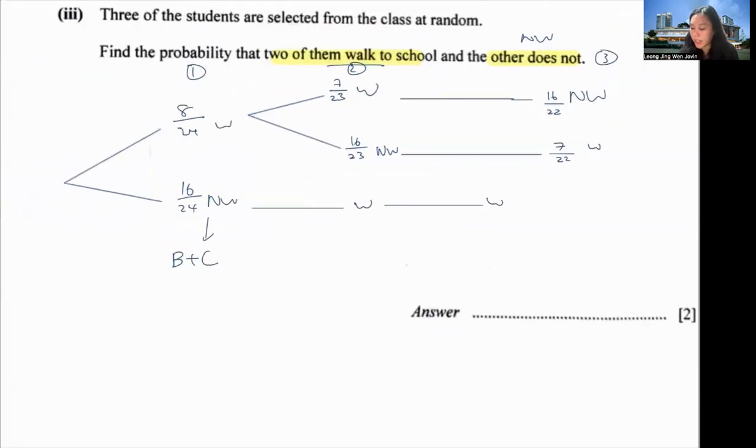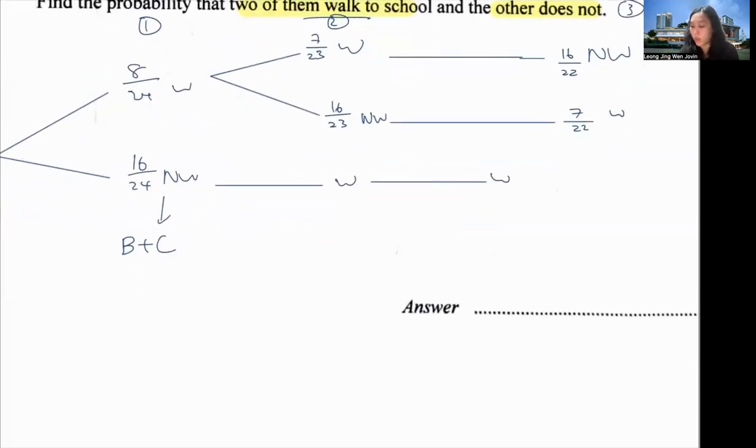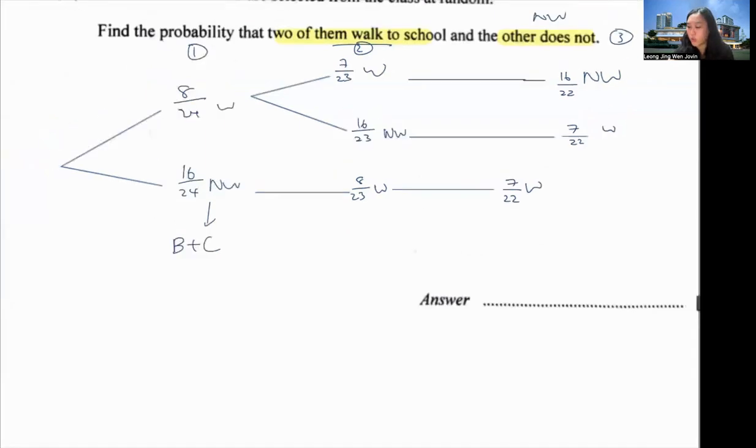Okay, then the last scenario, I start off with non-walker, so 16/24. Then I choose a walker next. So if I choose a walker next, it will be 8/23, because I didn't touch my walkers at all, right? So 8/23, because 24, I took out one, so it's 23. Okay, the next one, I take another walker, so it will be 7/22. Does that make sense so far? Okay, so now we know all our numbers.